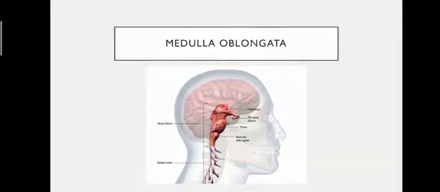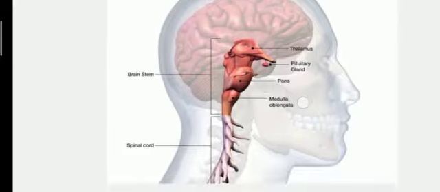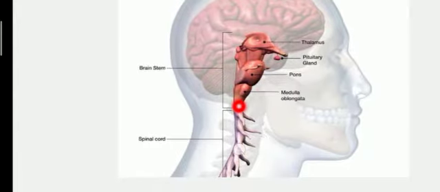Hello students, in the last video we studied the other two parts of the brain, that is cerebrum and cerebellum. Today we'll be talking about the third part of the brain, that is medulla oblongata. Medulla oblongata is present right at the base of the brain, is roughly triangular in shape, and continues to form the spinal cord.